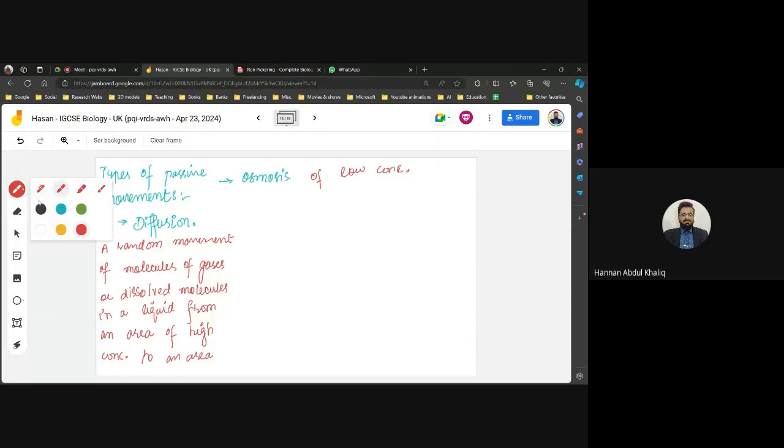Remember that you need to understand what kind of substances are moving. You need to determine it. If you don't determine it, then it is going to be difficult to understand the actual diffusion movement.